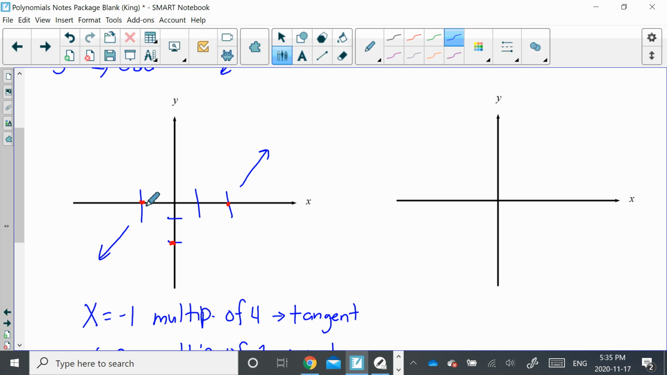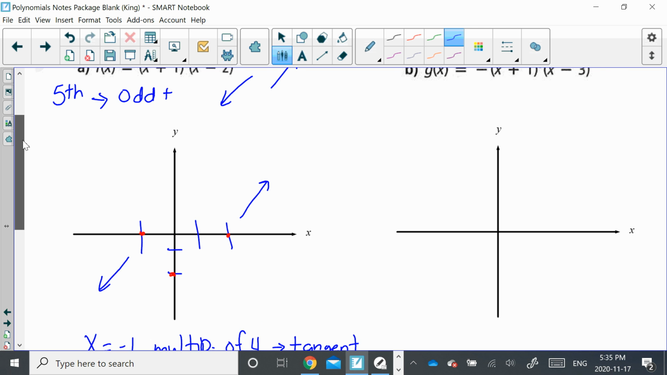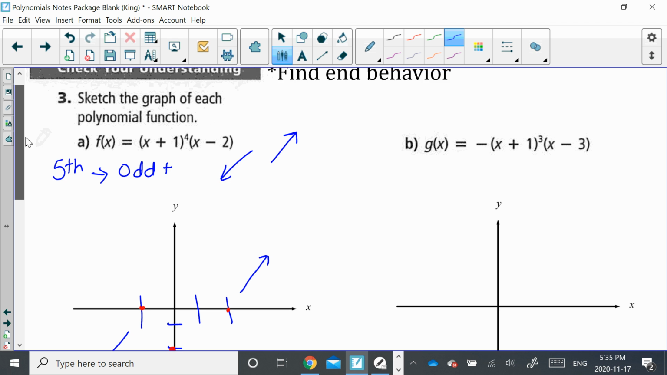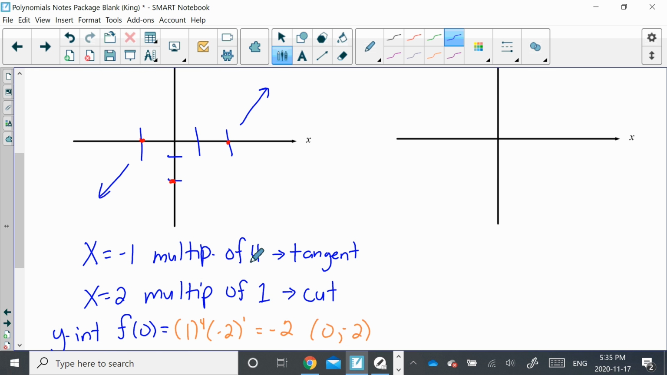Okay, now I've got to figure out at the zeros, so this 0 and this 0, is it going to cut through or is it going to be tangent? So at -1, I've got a multiplicity of 4, which just means tangent. So my left arm is going to fall. But when it gets to -1, it is going to touch it, but not cross it. It's going to come down, and it's going to cut my y-intercept. And then at 2, it has a multiplicity of 1, so it's going to cut through.